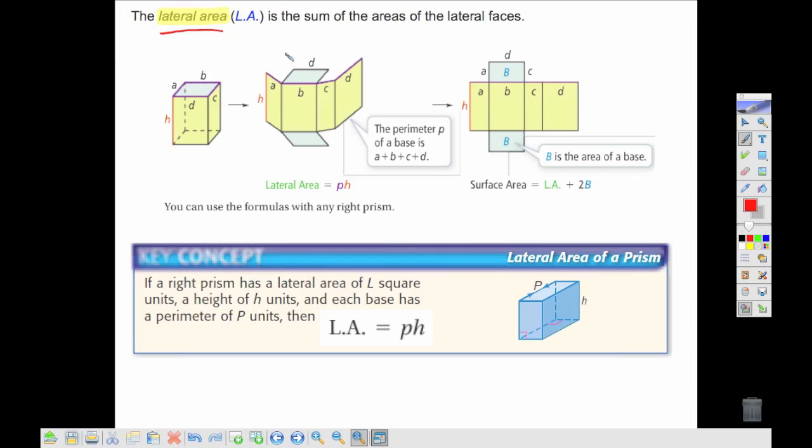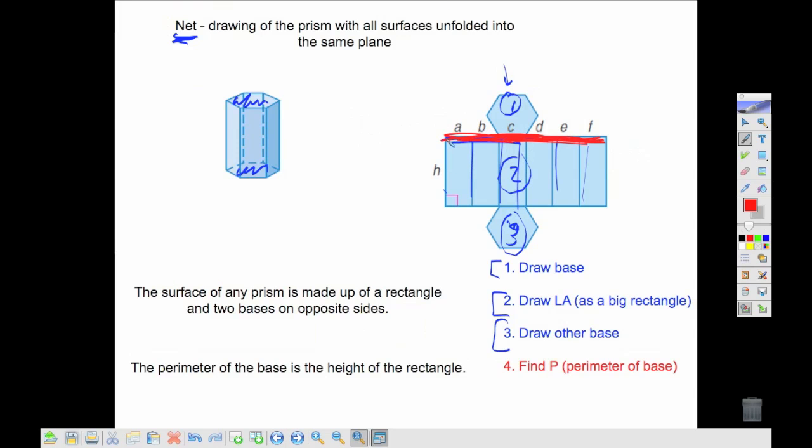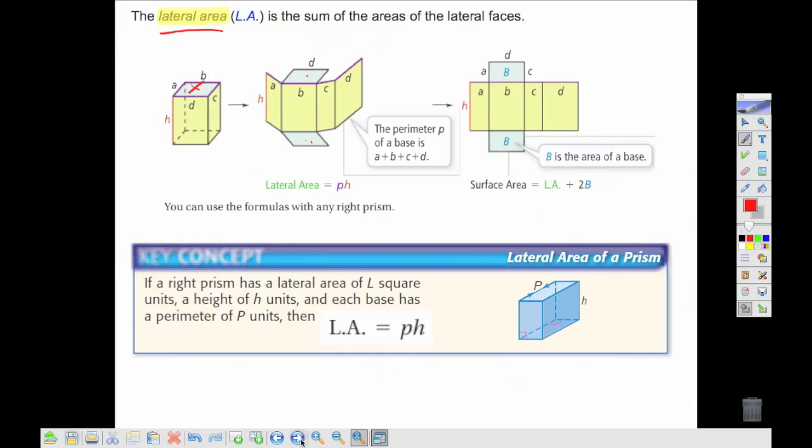So lateral area is ignoring the bases. It's just the sum of the area of the lateral faces. So I'm not looking at this side. Okay, we have two bases here, these blue parts, but it's this yellow part wrapping around that would be the area. So as we saw in this one, since this red side here wraps around the base, that's actually the perimeter of the base. And so to find the lateral area, I'm just going to take that perimeter, the perimeter of the base, that's P. We get that by adding up A, B, C, and D, which are the sides of the base, and we multiply them by the height of that rectangle, which we'll call H. That's also the height of my prism. So lateral area is just perimeter times height.